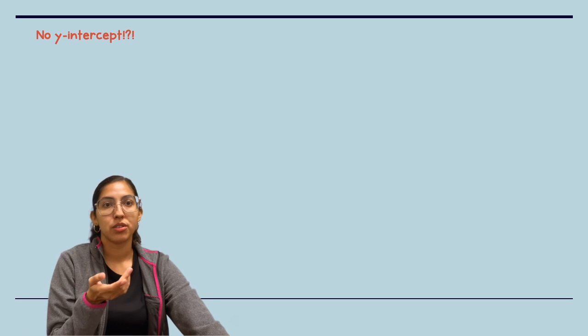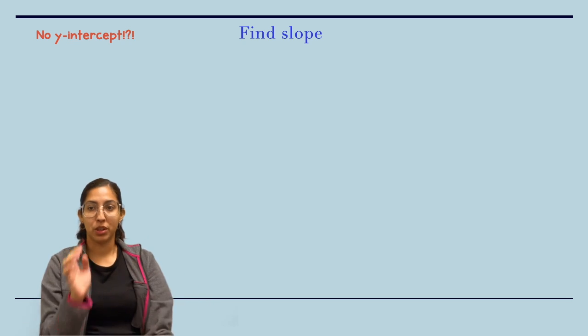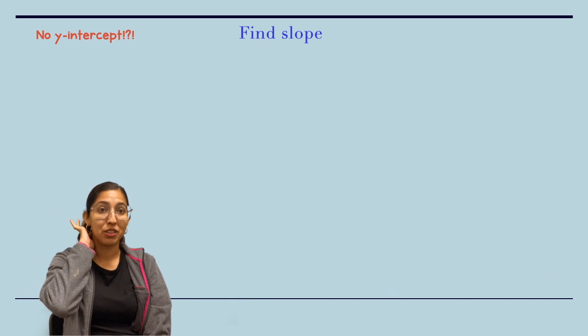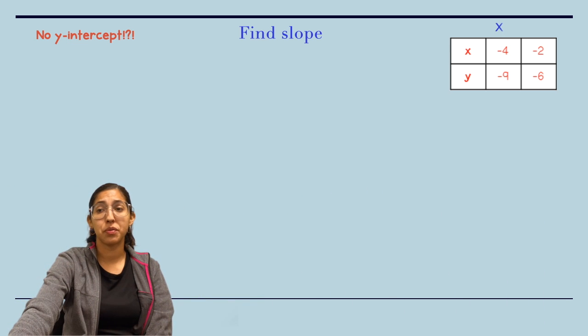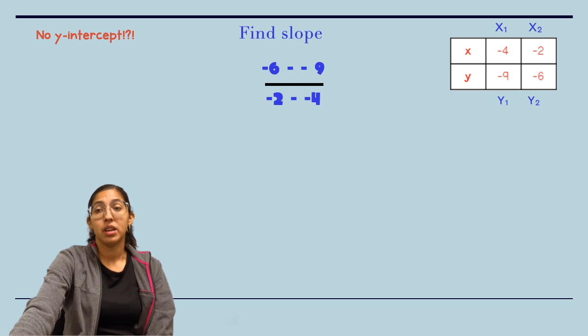Okay, so what if there is no y-intercept? That's when you kind of run into some issues because you've got to solve for the y-intercept. So we're going to find slope first. I've got x1, x2, y1, y2. So -6 minus -9 over -2 minus -4. This equals 3 over 2.